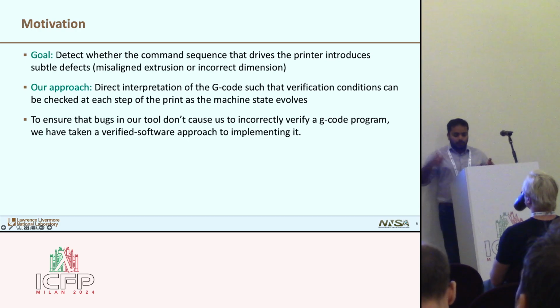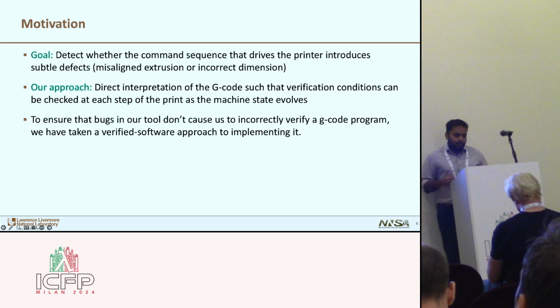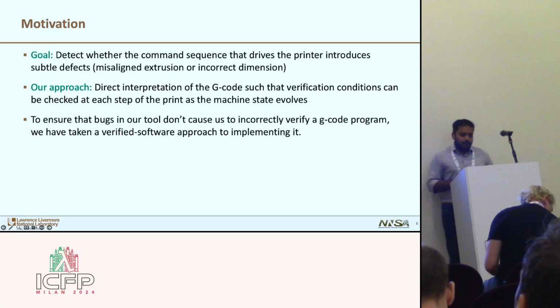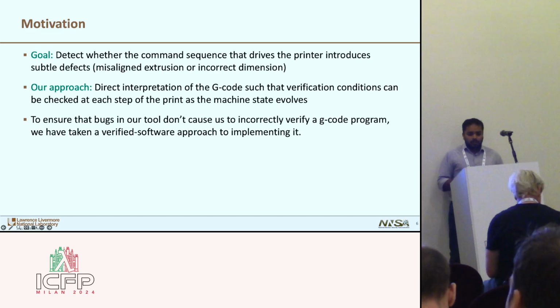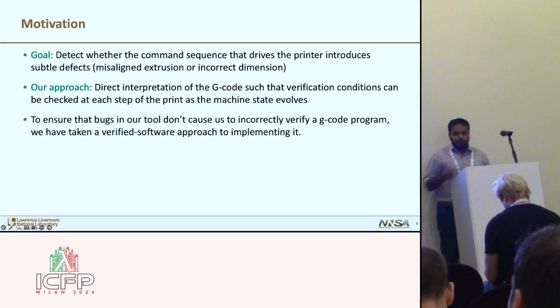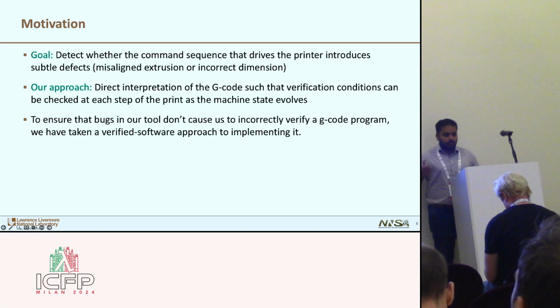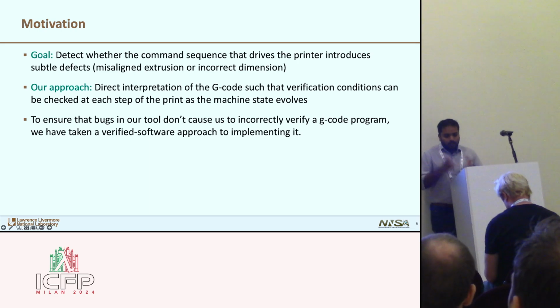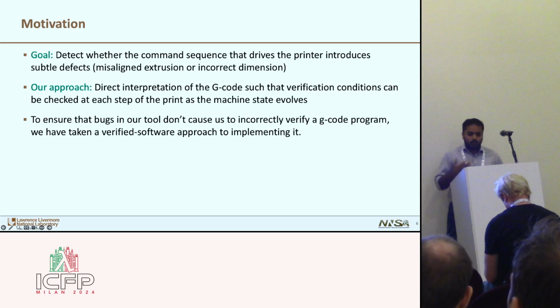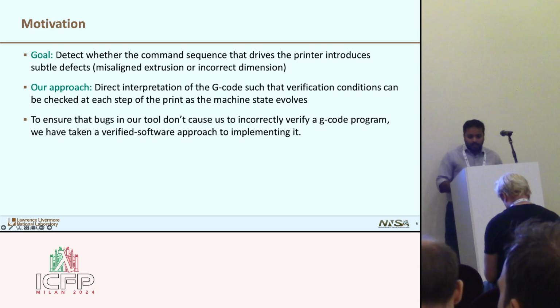So we check during the whole evolution cycle. And to ensure that the bugs in our tool don't cause us to incorrectly verify a G-code program, we have taken a verified software approach where we verify the core component of our analyzer, so that we have an absolute guarantee that whatever we are analyzing about the G-code is correct.